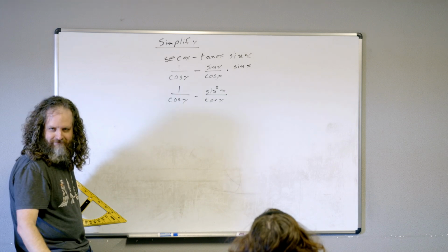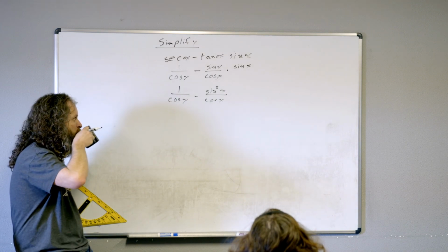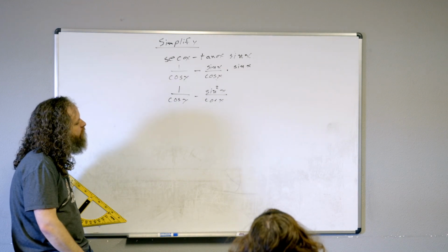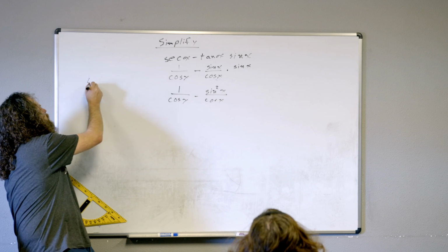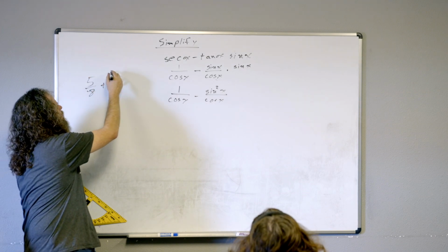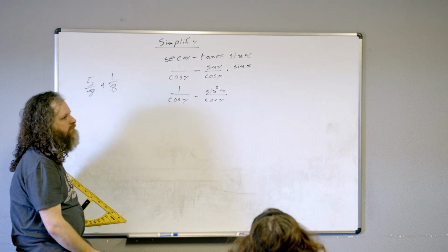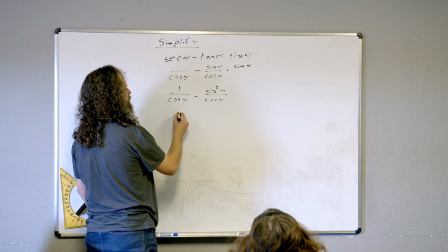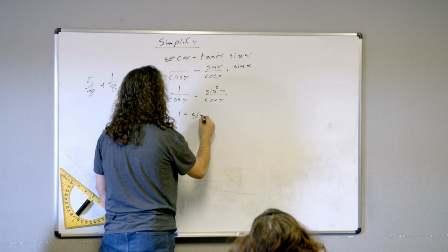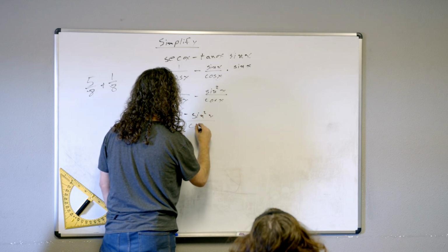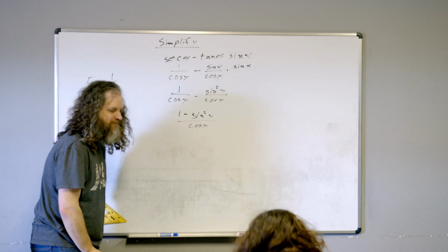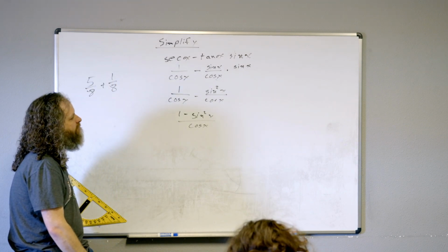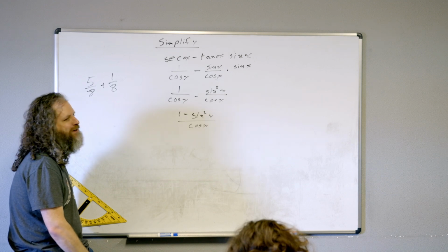So the answer to this problem is 1 minus the sine squared x over the cosine of x. And then that's the answer? No, you can get a lot simpler even.